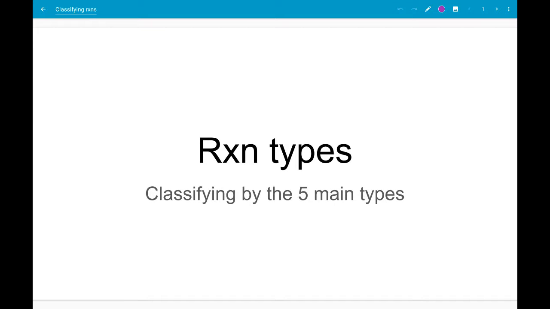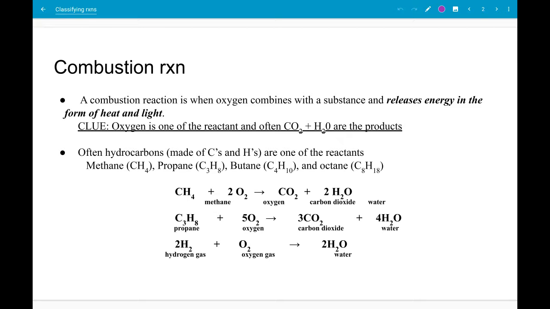Okay, so now let's talk about classifying reactions. And often we classify by the five main types of reactions. And so you will see those five here. So the first is a combustion reaction. It's a very specific reaction type.